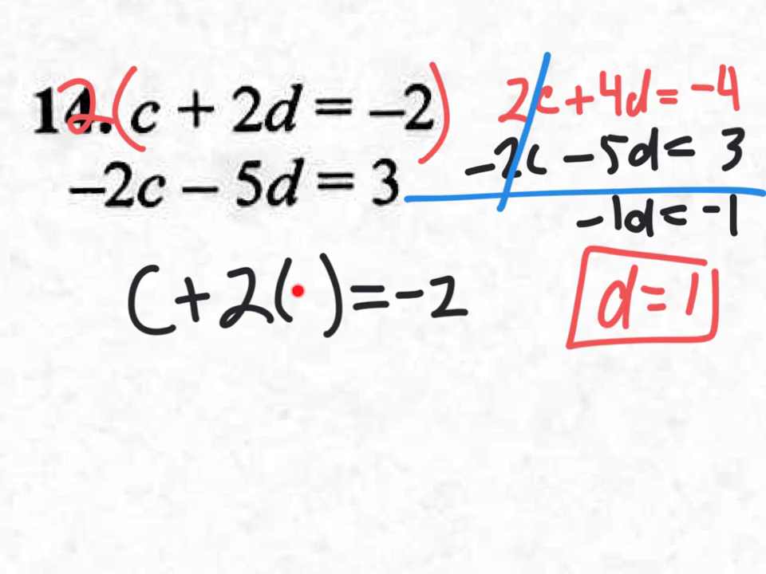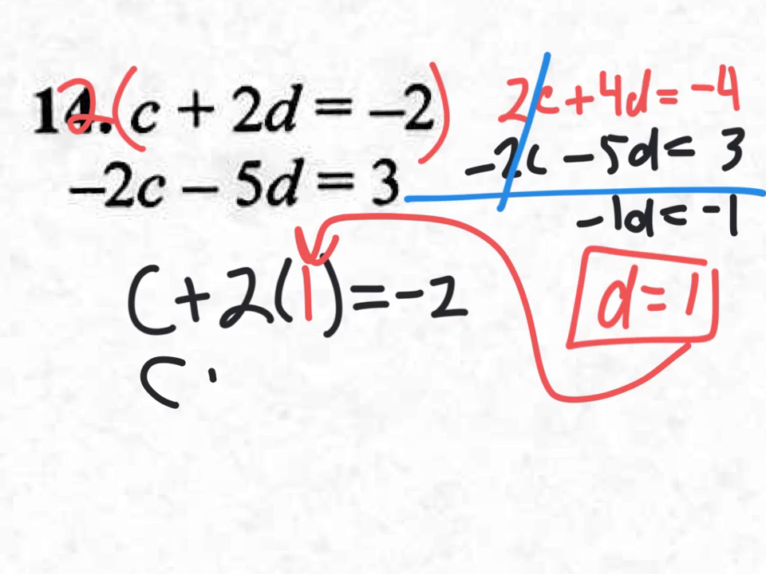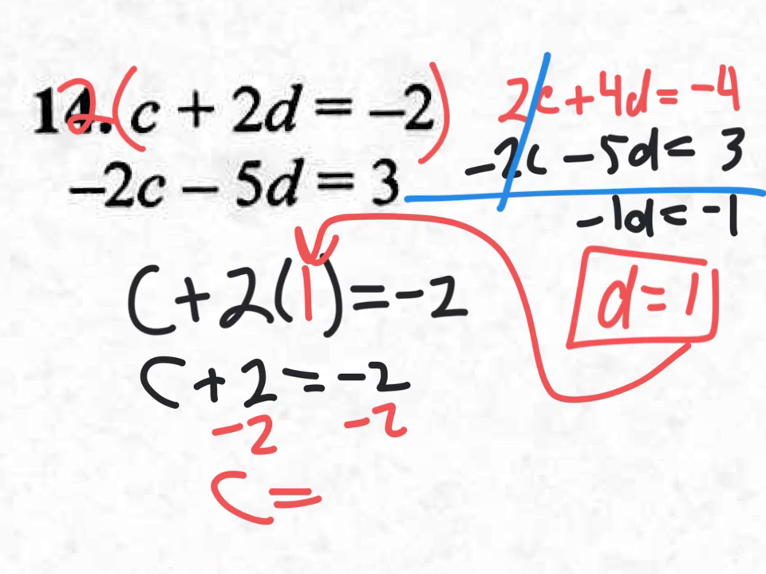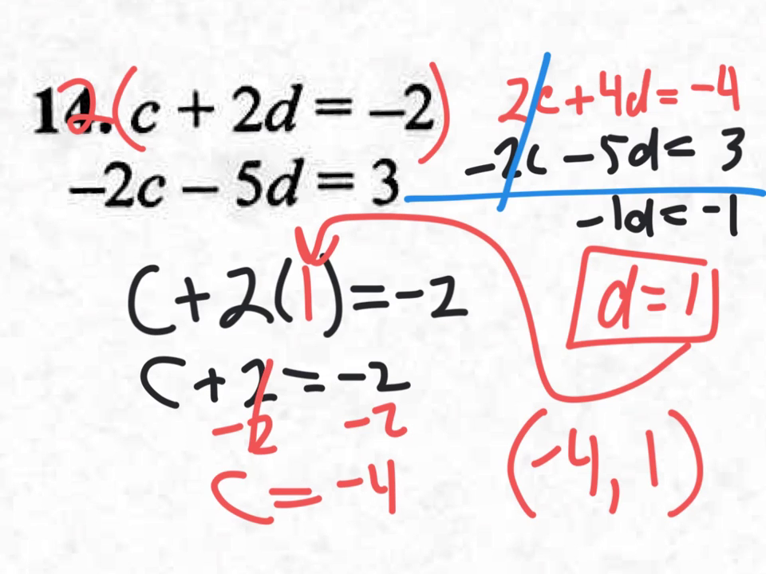C plus 2 blank spot equals negative 2. I'm going to take this one and plug it in right there. So that's really going to be C plus 2 equals negative 2. And if you subtract 2 on both sides, you get your final answer that C equals negative 4. So your final coordinate, CD, you got to put it in alphabetical order. C comes first, D comes second. So negative 4, 1 would be your final answer to that one. Okay.